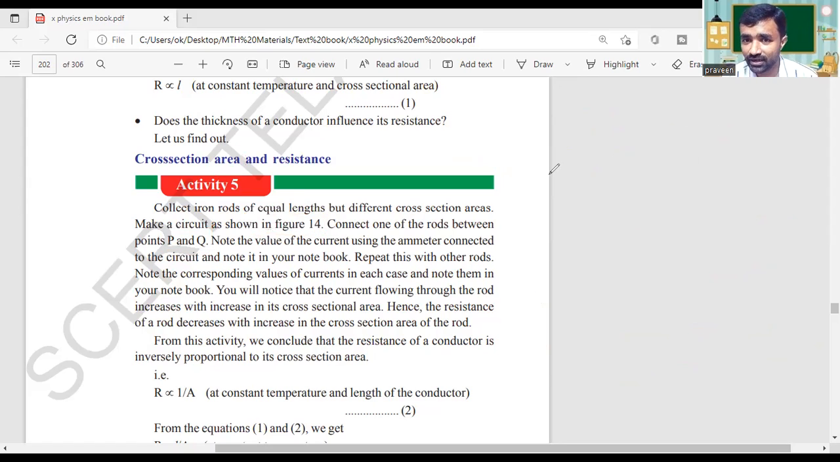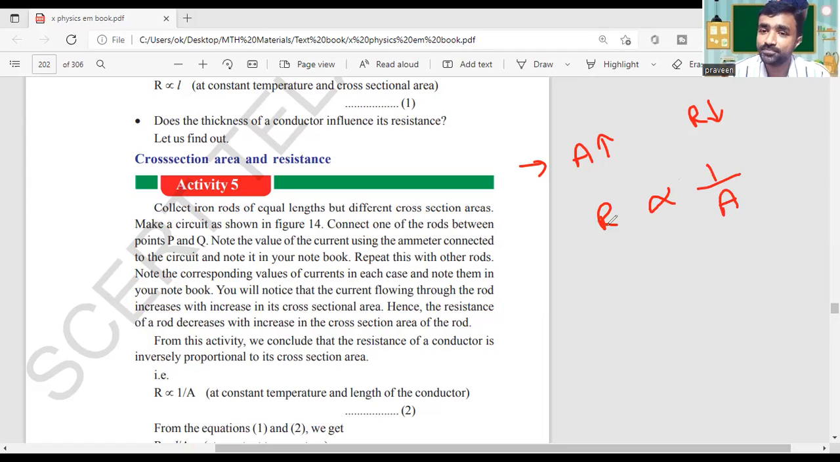So here, what are you going to conclude? When the cross-sectional area of the wire is increased, the resistance will decrease. So simply, with an increase in the cross-sectional area, resistance is going to decrease. In what way are they related? Resistance is inversely proportional to the cross-sectional area. This we are concluding.